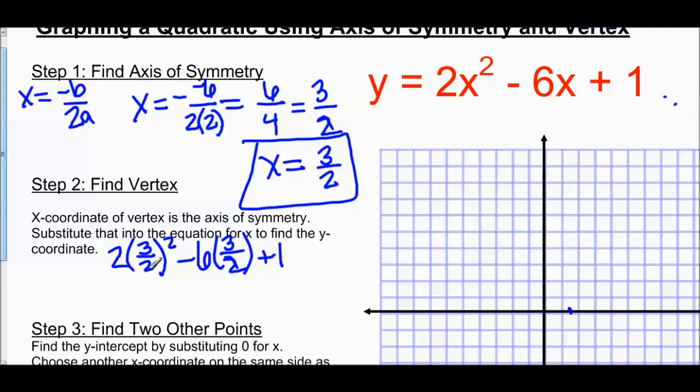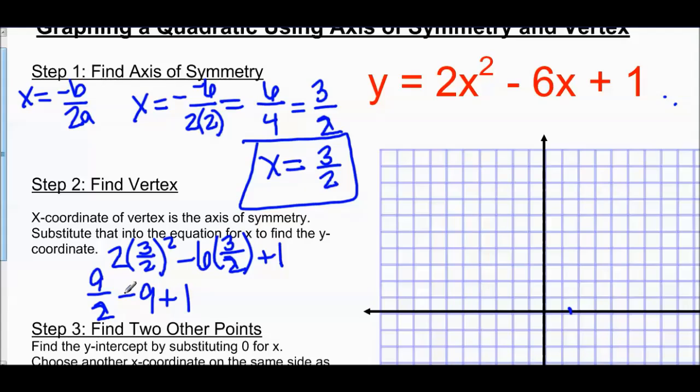Okay, so when I square 3 over 2, I'm going to get 6 over 4. No, I wouldn't. I'm sorry. I'm going to get 9 over 4. Okay. So then 2 times 9 would be 18. 18 over 4 would simplify down to 9 over 2. I'm struggling with my 2's today. Minus 6 times 3 is 18. 18 divided by 2 is 9 plus 1.